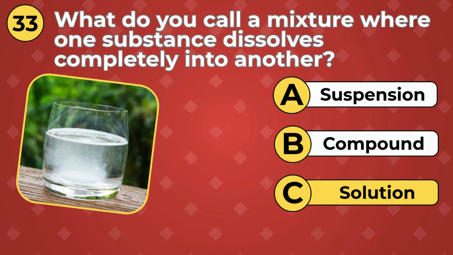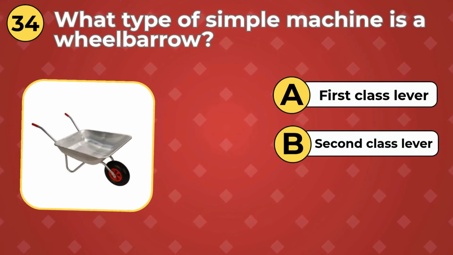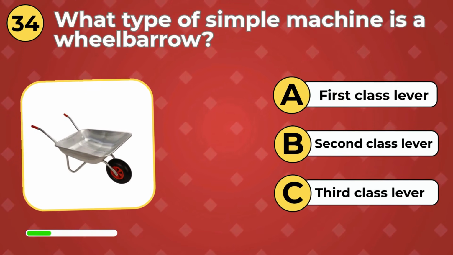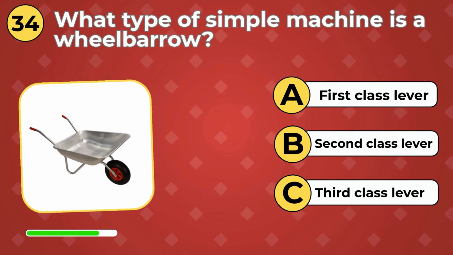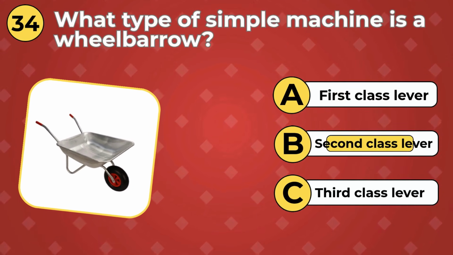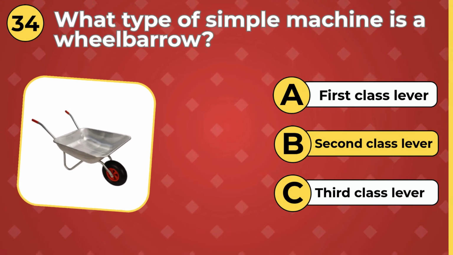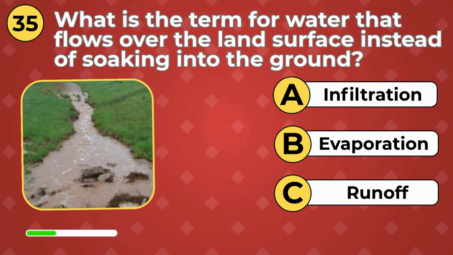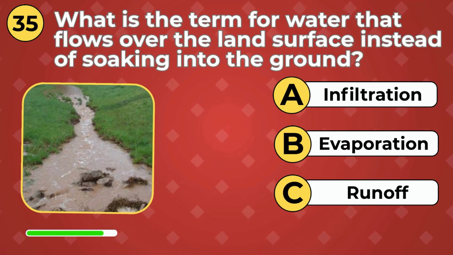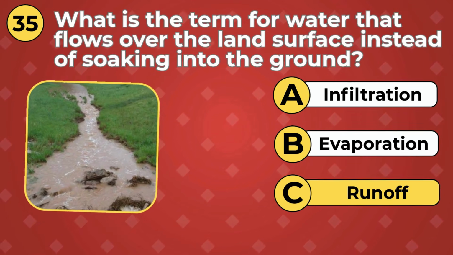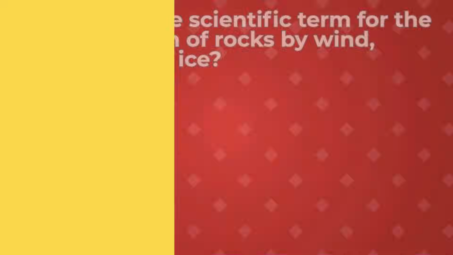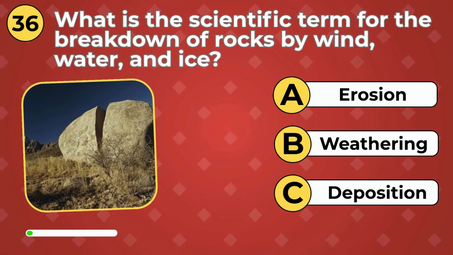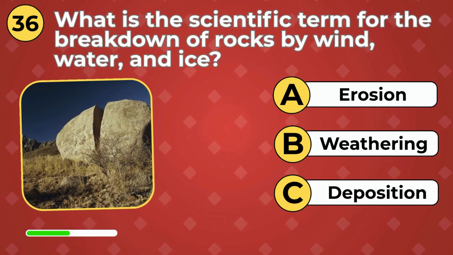A solution. What type of simple machine is a wheelbarrow? Second-class lever. What is the term for water that flows over the land surface instead of soaking into the ground? Runoff. Wow, you made it this far, but it won't be easy from here. Get ready for the hard level. What is the scientific term for the breakdown of rocks by wind, water, and ice?